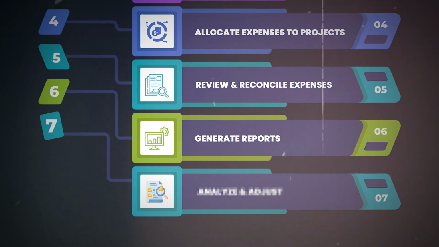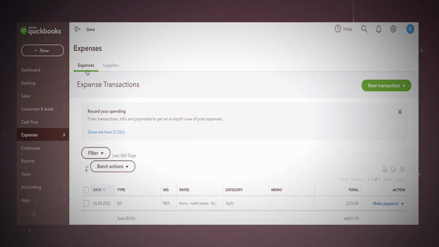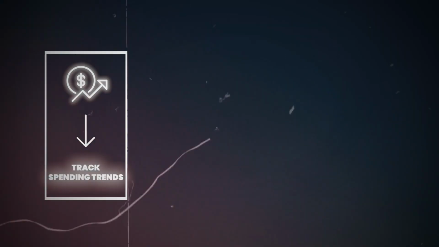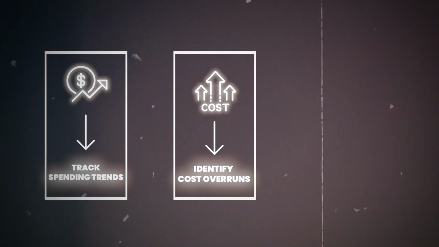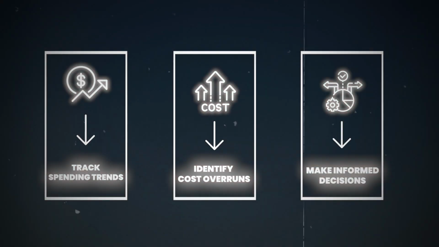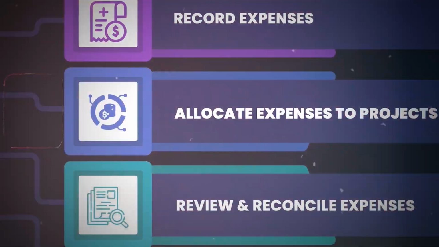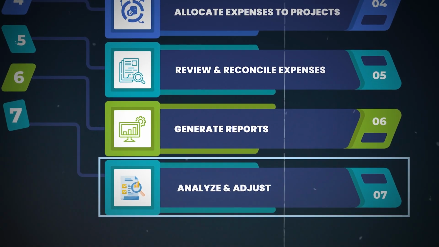Step number six, generate reports. Leverage QBO to gain insight into your project expenses and your overall financial performance. Generate specific expense reports to track all of your spending trends, identify cost overruns, and make informed decisions to optimize profitability. Step number seven, analyze and adjust.